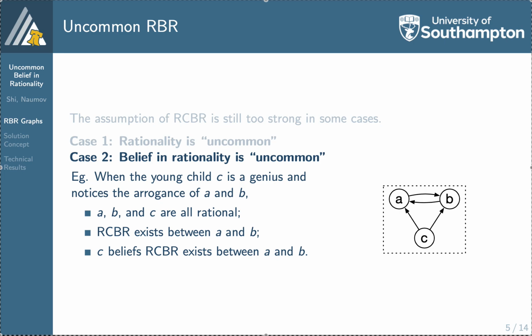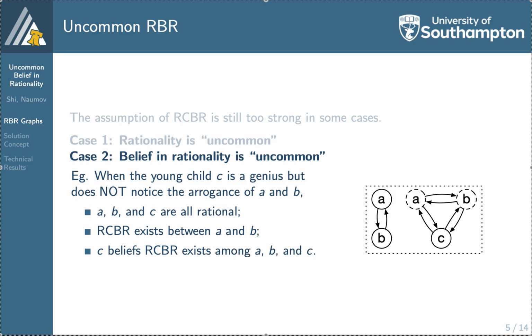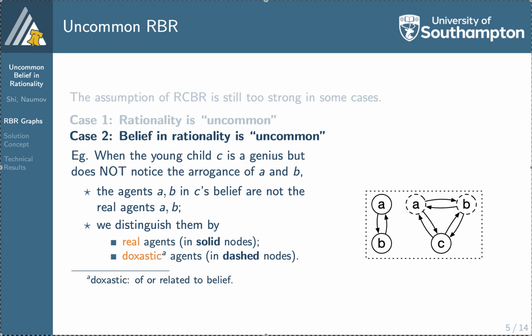RCBR exists between A and B, and the child C believes RCBR exists only between A and B. In this example, rationality and belief in rationality can be captured by this new diagram. However, if child C does not notice the arrogance of A and B, then C would believe RCBR exists among all three of them. Then rationality and belief in rationality can be captured by the diagram in this slide.